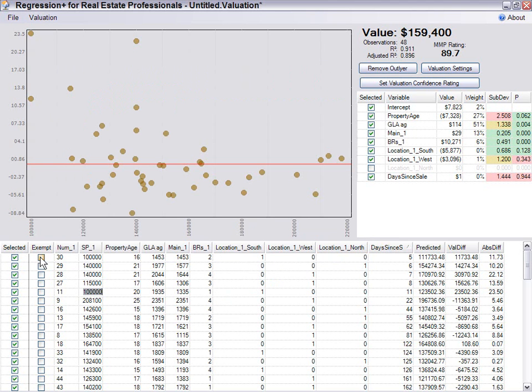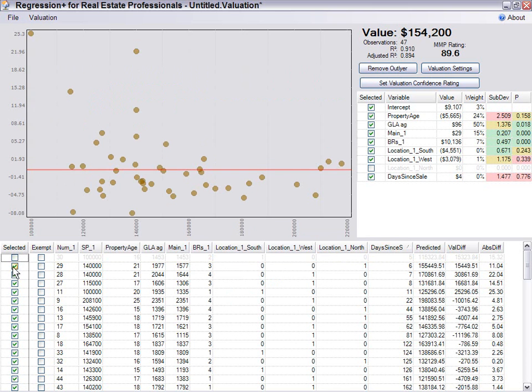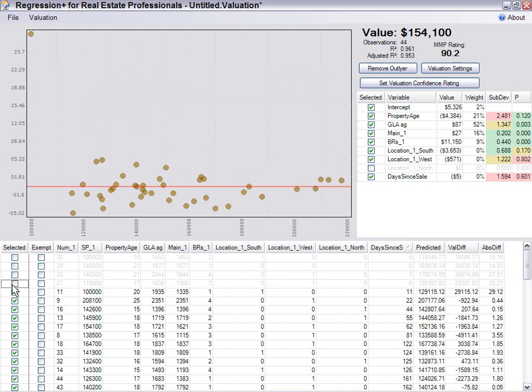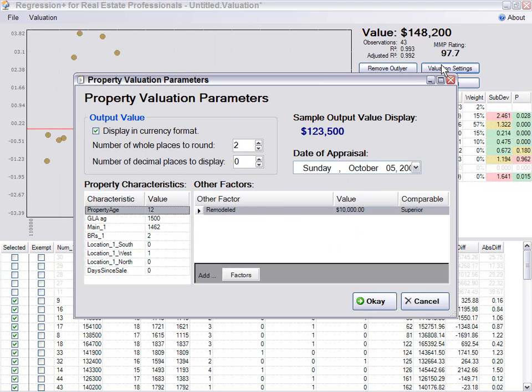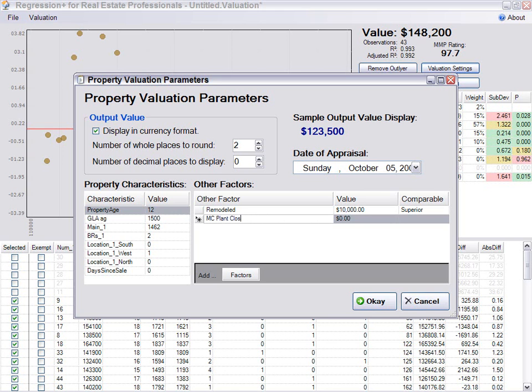Now, if I knew there was an issue like that, I could turn off these sales and go back in and do some type of analysis to come up with my 30,000. Go back to my valuation settings, add another one, and put market conditions. I'll just do that right now, plant closing. And what I would do here is then put a minus 30,000.